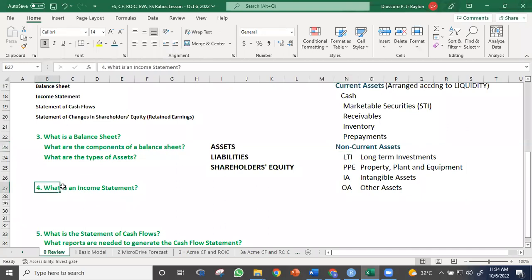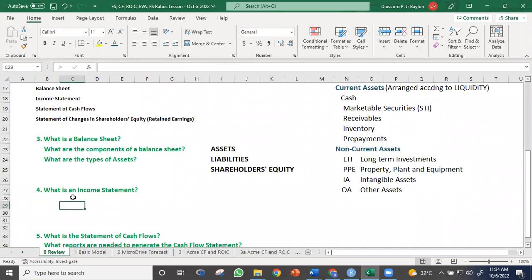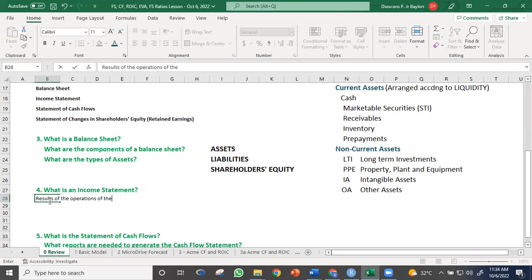Okay, how about an income statement? What do you find in the income statement? Okay, in the income statement, you'll find your revenues, your expenses, your net earnings or your net profit. And what does the income statement tell us? This gives us the results of the operations of the firm at a specific, this time it's a period of time.